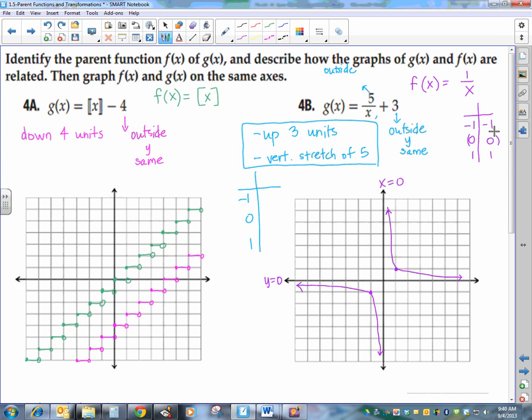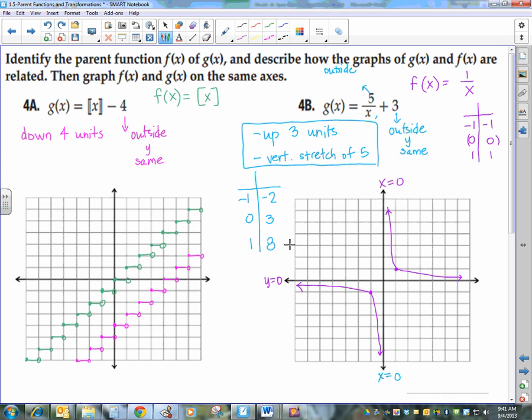So negative 1 times 5 is negative 5 plus 3 is negative 2. 0 times 5 is 0 plus 3 is 3. And 1 times 5 is 5 plus 3 is 8. Okay? Now apply the same thing to your asymptotes. Okay? My x asymptote, or my x value asymptote does not change. I still have x equals 0. My y value asymptote, I'm going to multiply it by 5 and add 3.